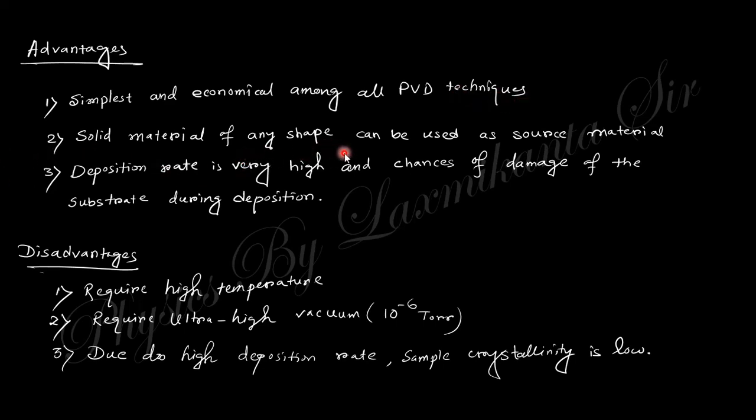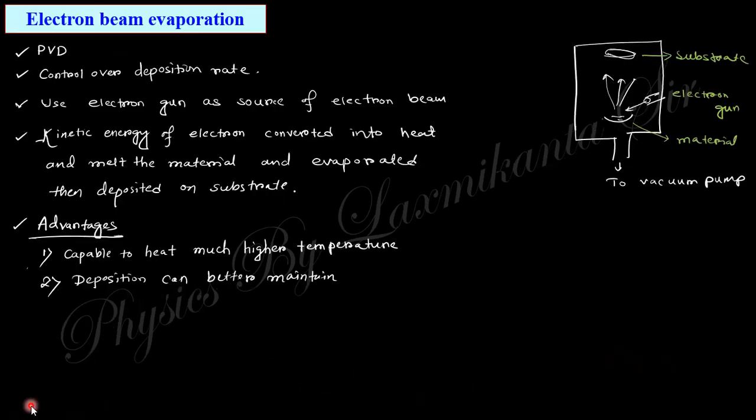Solid material of any shape can be used as source material, and the deposition rate is very high, and the substrate can be changed during the deposition. And disadvantages are that it requires high temperature and ultra high vacuum. Due to the high deposition rate, crystallinity is low.